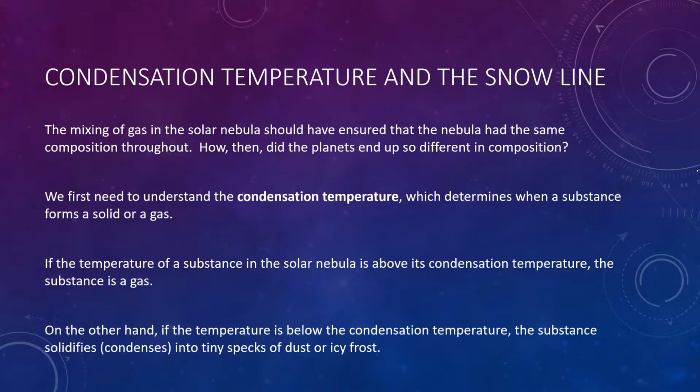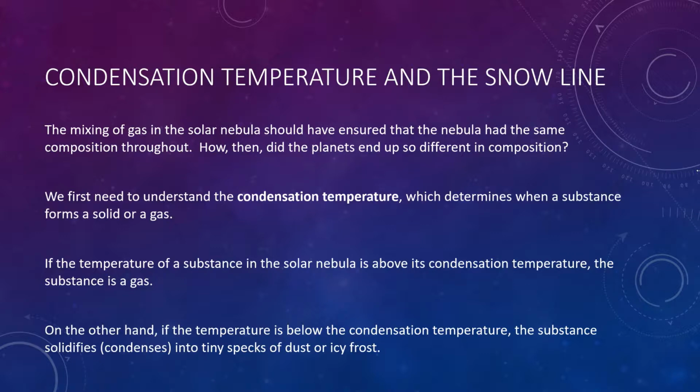Terrestrial planets formed in the warm inner regions of the swirling disk, while Jovian planets formed in the colder and outer regions of our forming solar system. So we first need to understand the condensation temperature, which determines when a substance forms a solid or a gas. If the temperature of a substance in the solar nebula is above the condensation temperature, this substance is a gas. On the other hand, if the temperature is below the condensation temperature, the substance would solidify or condense into tiny specks of dust or ice frost.